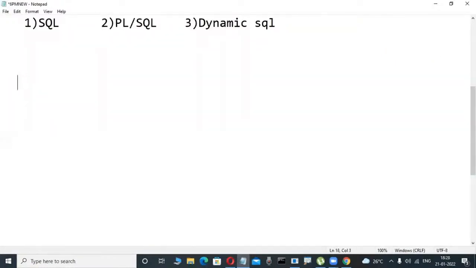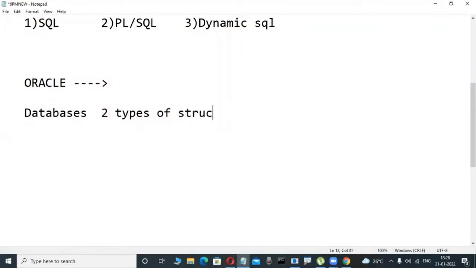Actually, these relational databases are there: Oracle, SQL Server, DB2. These are relational databases. But unfortunately, these databases have two types of structures, which you must be familiar with before we start our courses. Observe here, two types of structures. Don't write it, just observe it here.